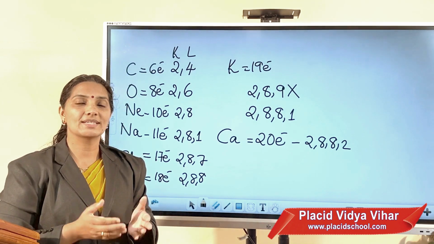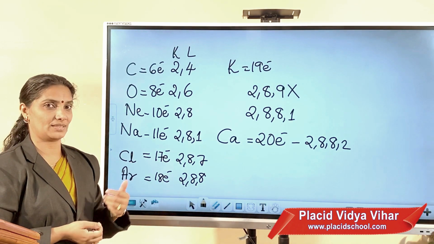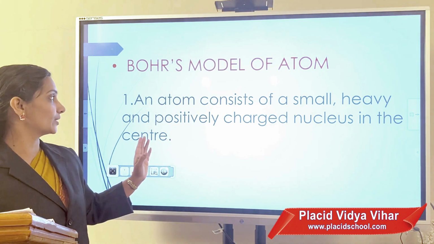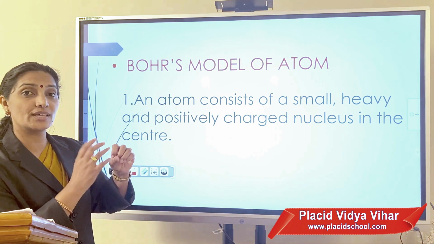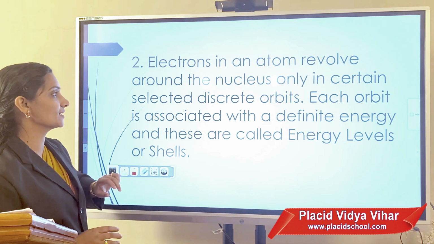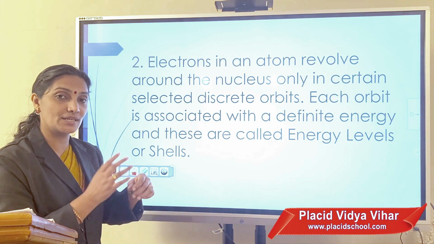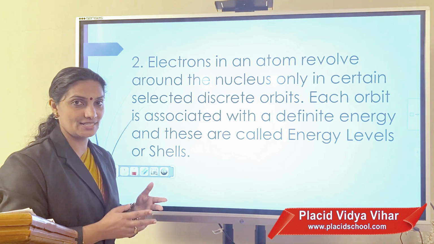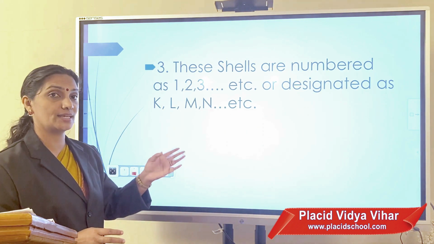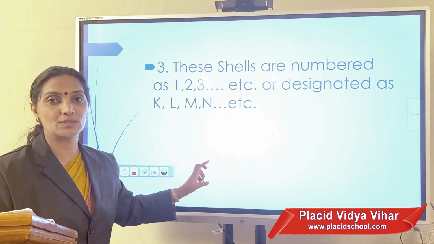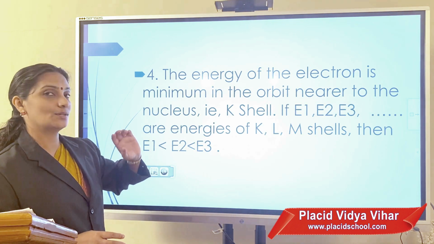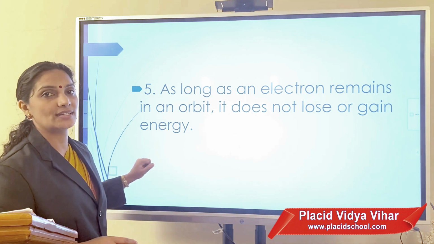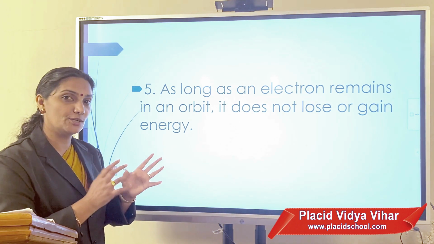Now, let us rewind the topic. Postulates of Bohr's atom model. Atom consists of a small, heavy, positively charged nucleus. Electrons revolve around the nucleus in certain discrete paths, which are known as energy levels or shells. They are designated as K, L, M, etc., or numbered as 1, 2, 3, etc. As long as electrons remain in an orbit, it does not lose or gain energy. That was the model of atom.